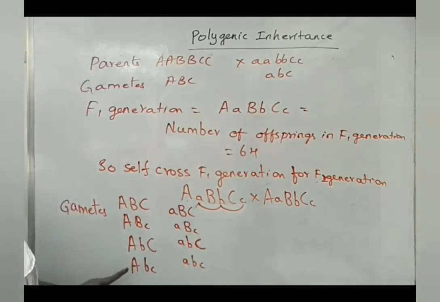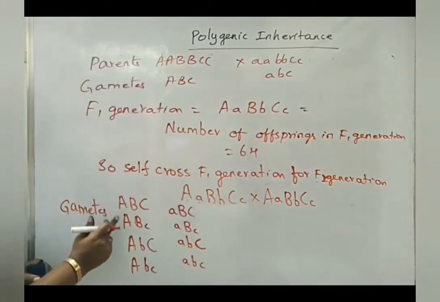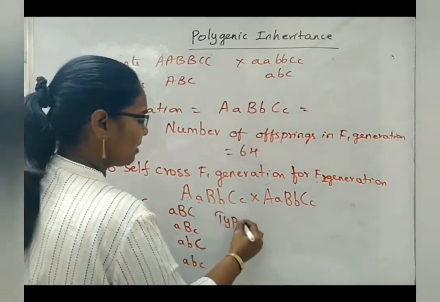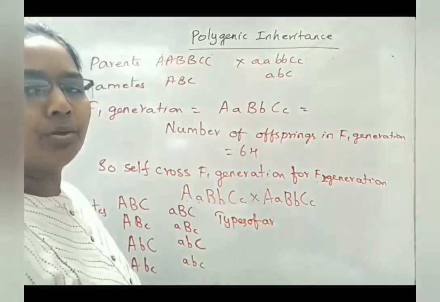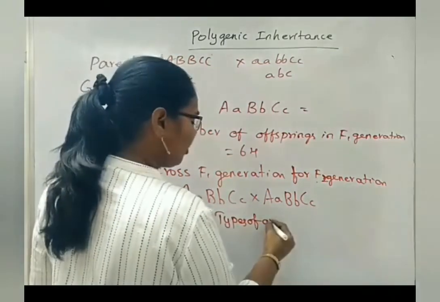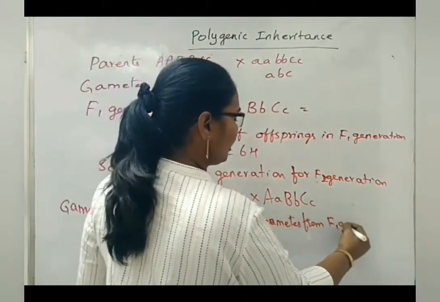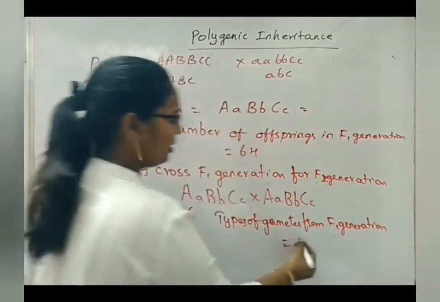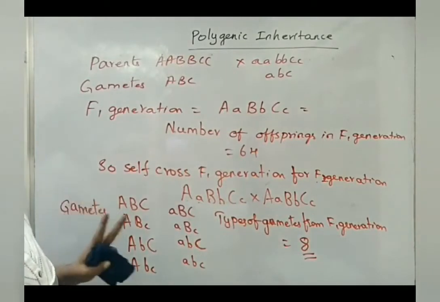I think now you got how I have taken the gametes combinations. So how many types are there? 1, 2, 3, 4, 5, 6, 7, 8. So types of gametes, when we have taken types of gametes from the parents, answer is only 2. But here, types of gametes from F1 generation, how many types are there? 8 types. But from parents, it is only 2 types of gametes.